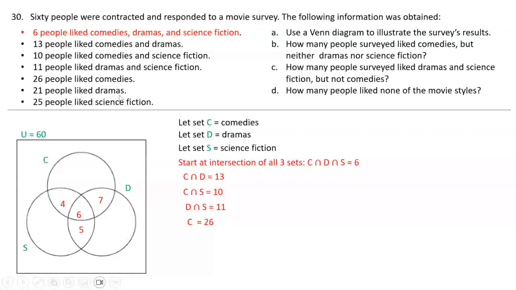It's 26 people in comedies. So we go to set C, and all of this has to be 26. We already have 4 and 6, that's 10, plus 7 is 17. So we subtract 26 minus 17, so 9 has to be here, because all of this must equal 26 on set C.